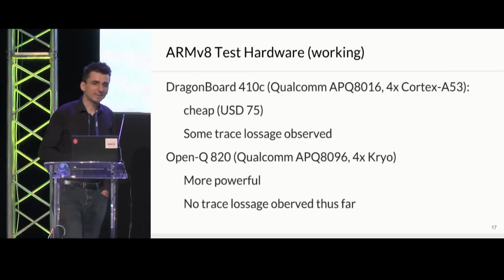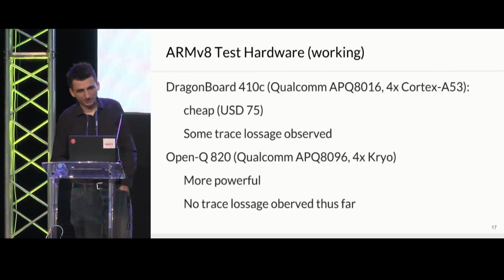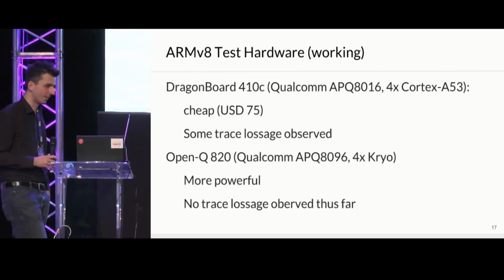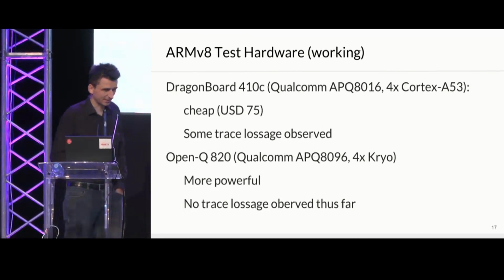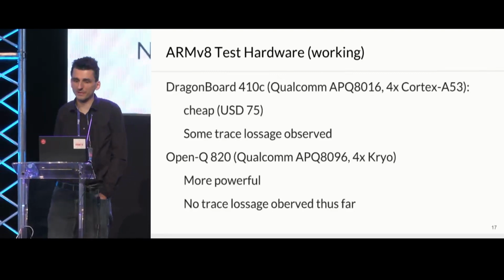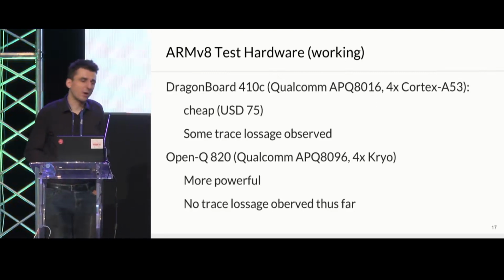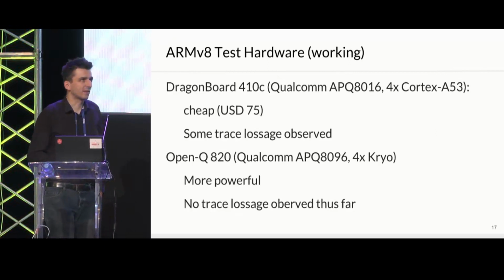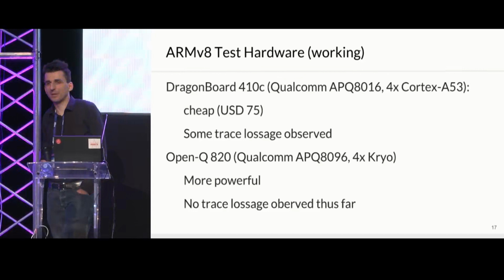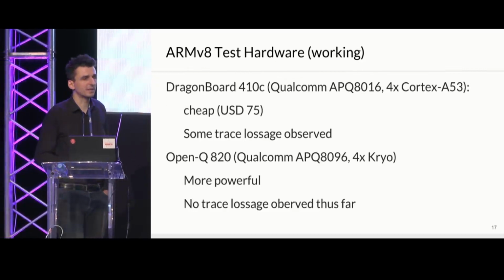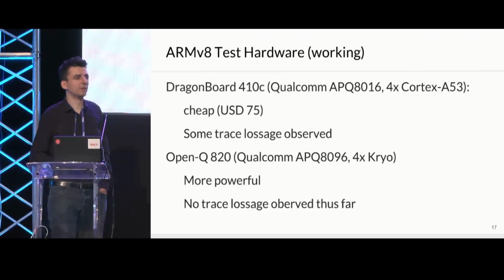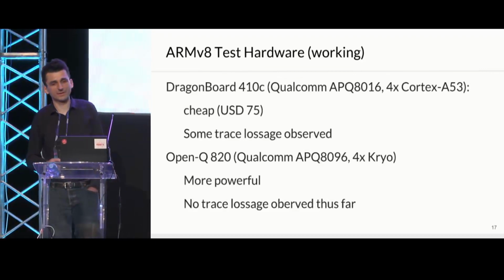So the test hardware that has been working for me, besides various phones, was a Dragonboard 410C. This is a pretty cheap development board that has four Cortex-A53s. But it's oldish, I think four years old now. The problem is that I have observed some trace lossage there, meaning I'm seeing buffer overruns. I think this is fixable though.